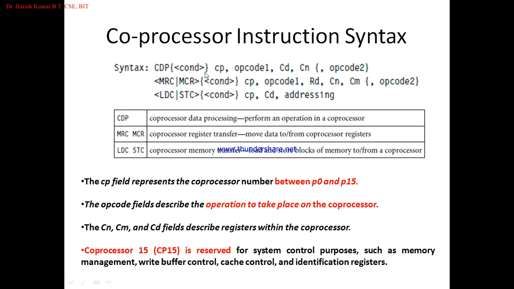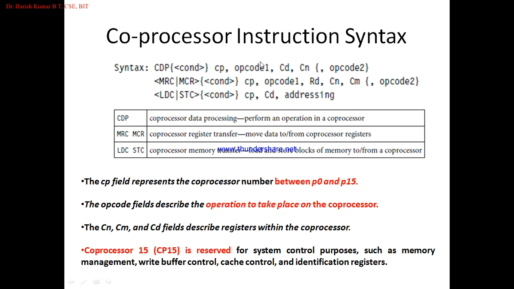We have CDP, with an optional condition. This is a coprocessor data processing instruction. You have to specify CP, which says which coprocessor it is. Basically, for one ARM core, you can have around 15 coprocessors. Here you can specify on which coprocessor the instruction should execute, and what instruction you write here. Say, for example, I want a coprocessor to perform the addition instruction.